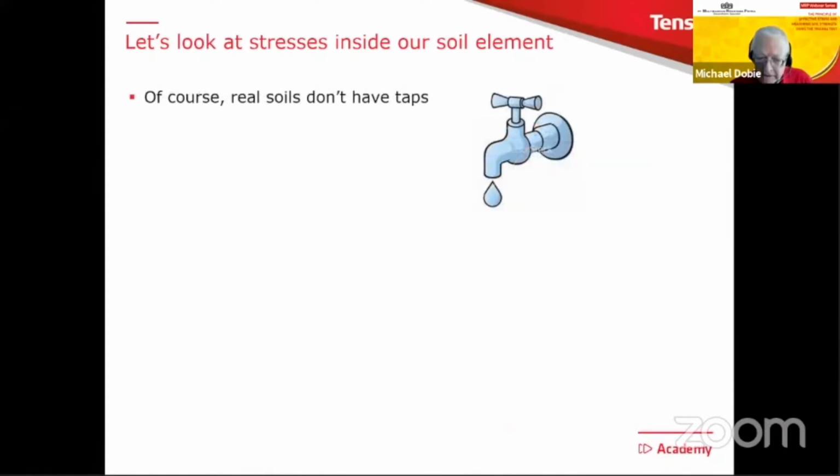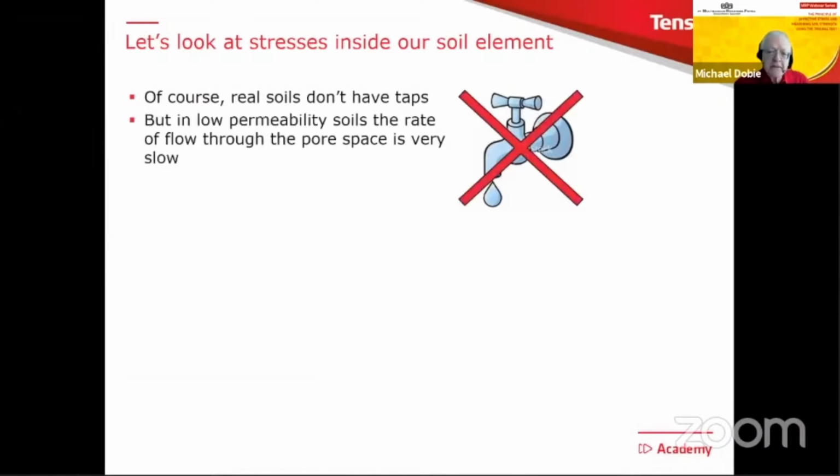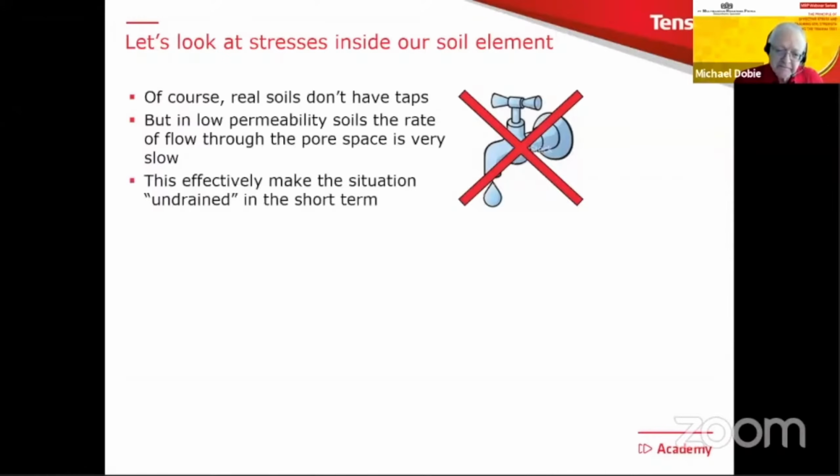Of course, real soils don't have taps, but because of low permeability in soils like clays and silts, in the short term, the rate of flow is going to be so slow that it behaves as if it was undrained. And that's why we use this terminology of undrained or drained behavior in the finer, low permeability soils. So I think that's the end of that little discussion on the soil element and what goes on inside it. So we're now going to spend the rest of this looking at the triaxial test. It won't take me quite so long to do that.